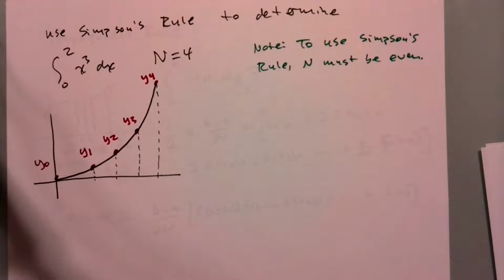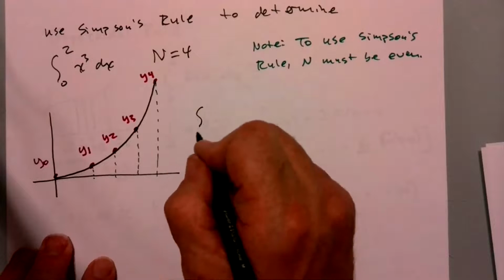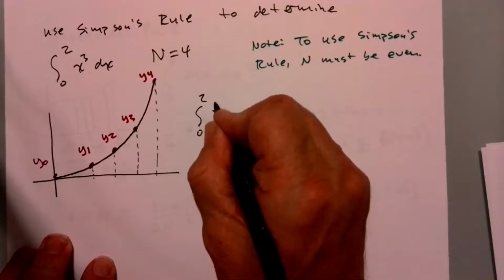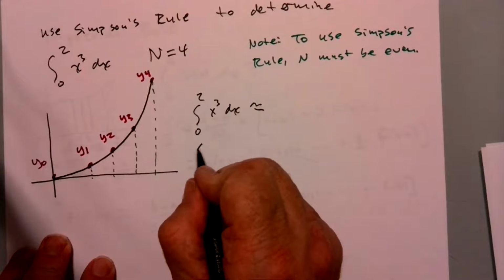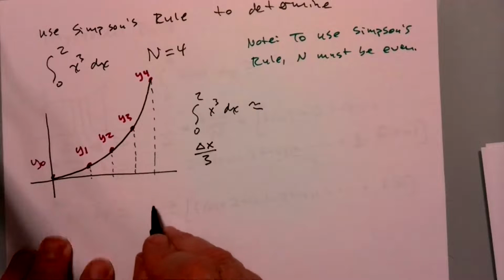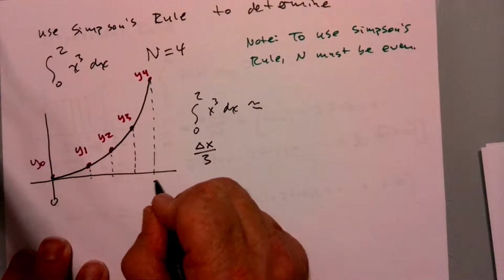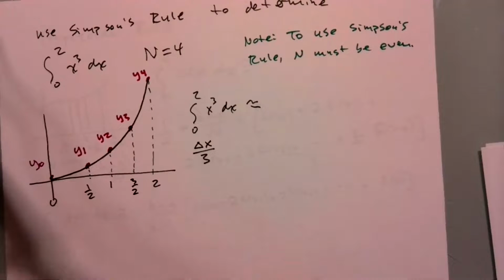How are we going to make sense of this? Well, our integral from 0 to 2 of x cubed dx is going to be approximately the following. Change in x divided by 3, change in x is the width. So in this case, this is 0, this is 2, this is 1, this is 1/2, this is 3/2. In my example here, the change in x is 1/2. That's the width of the interval.